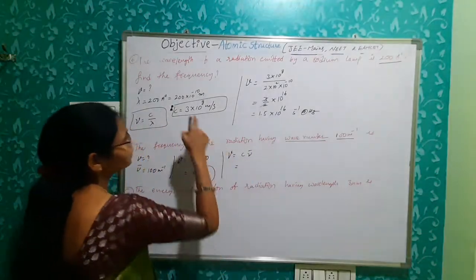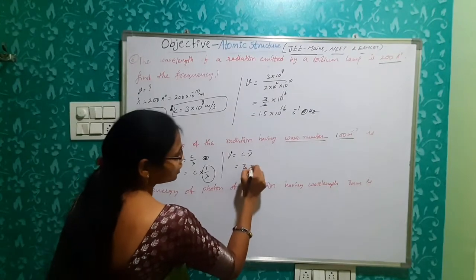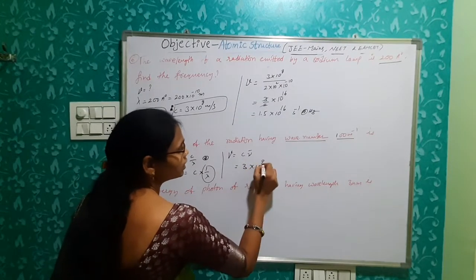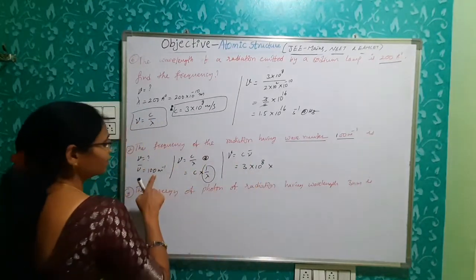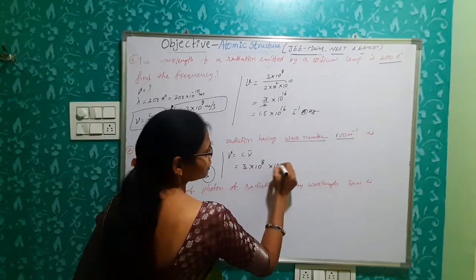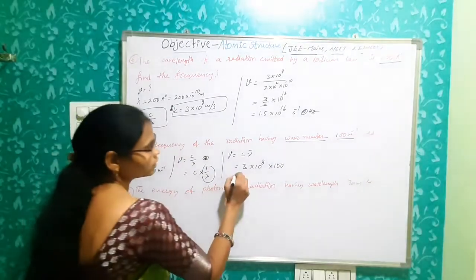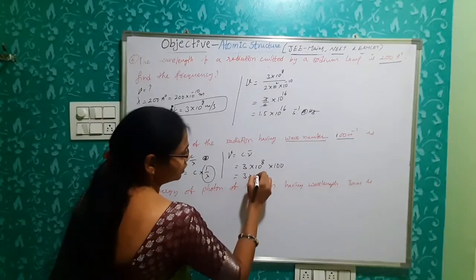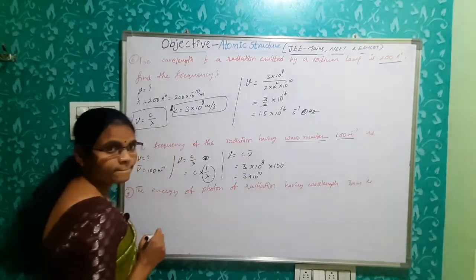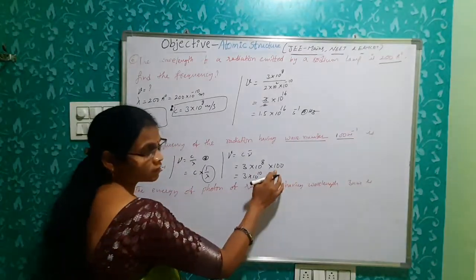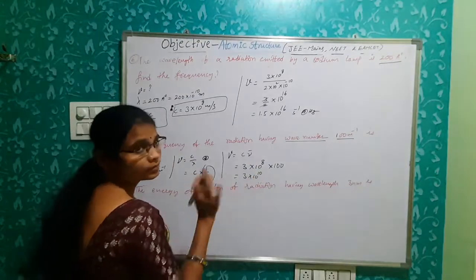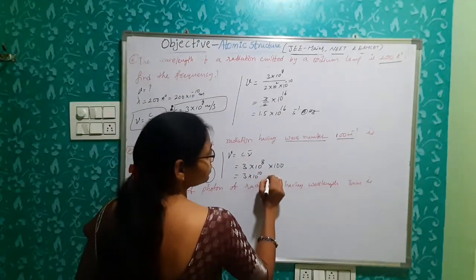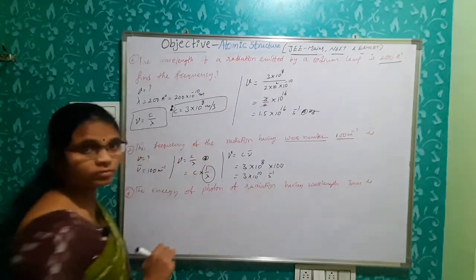C is always constant, that is the velocity of light, 3 into 10 power 8 meters per second. Wave number is given as 100 meter inverse. Then how much? 3 into 10 power 10. 100 means 10 square, no? So 2 plus 8, 10. So the answer is 3 into 10 power 10 per second. Okay.